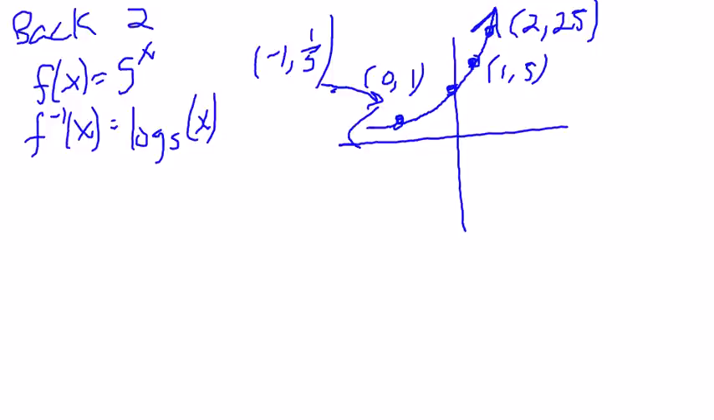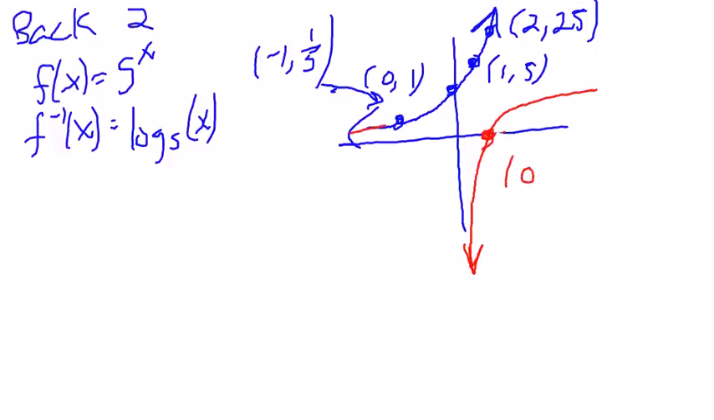I'll do the other one in red. Log base 5 of x goes like this. Let's see what I can do here. Go back to here. So log base 5 of x goes like this. It's got a vertical asymptote that corresponds with this thing's horizontal asymptote. And I just switch all the points.